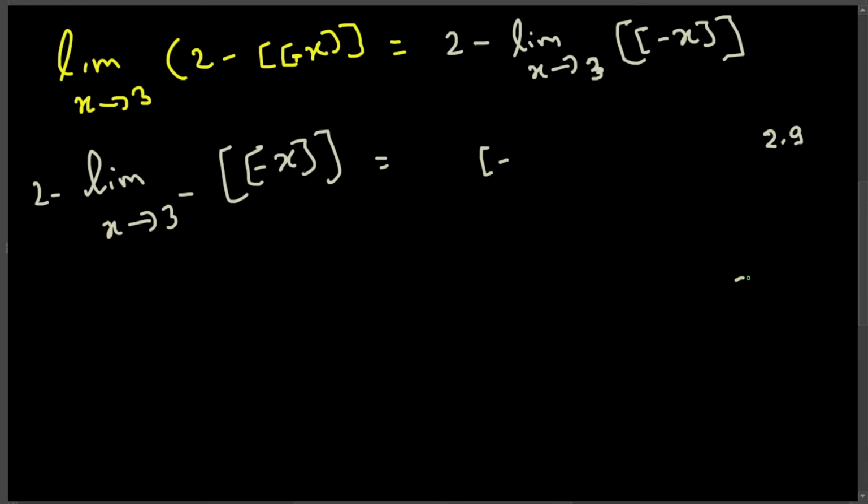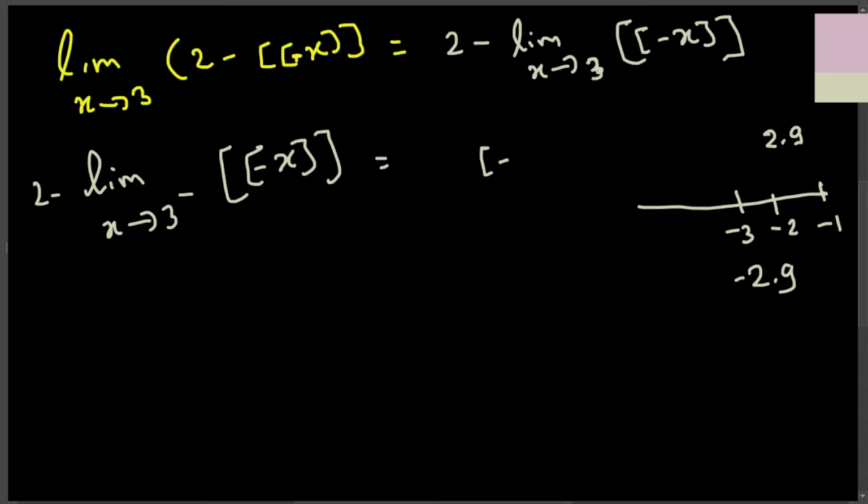Okay, -2.9. Now if I look at a number line, if you have -2, -3, -1 here, negative 2.9 is somewhere here, right? So what is the number left to it? That is negative 3. So if we substitute negative 2.9, that's going to give us negative 3 here.